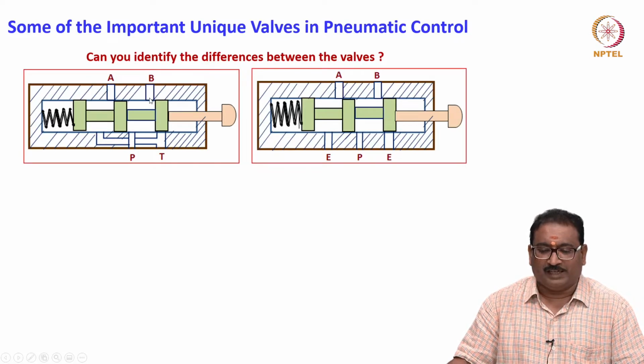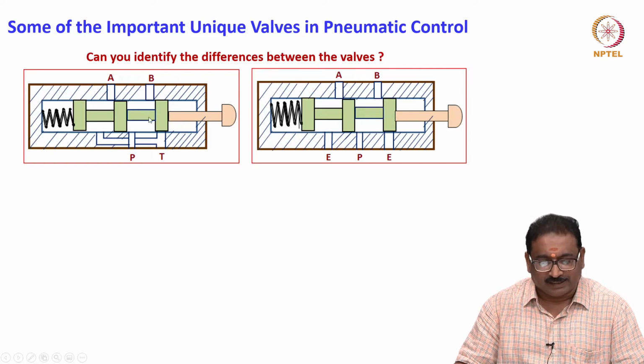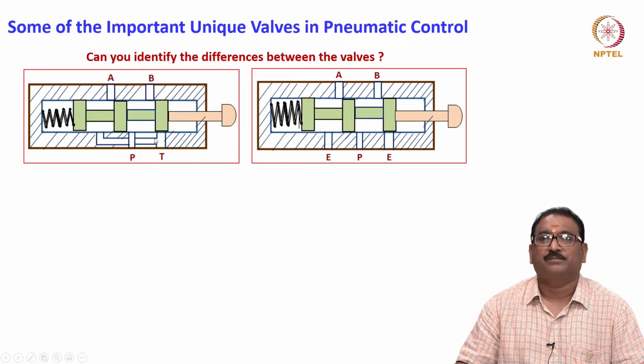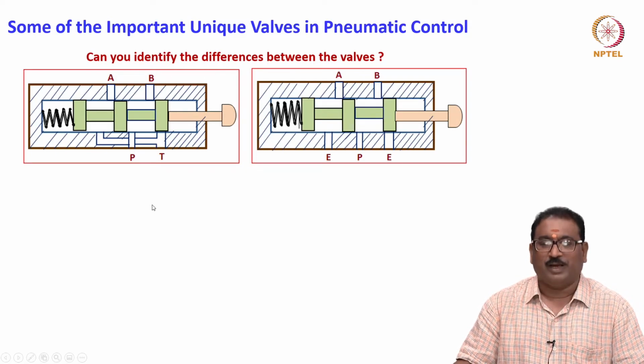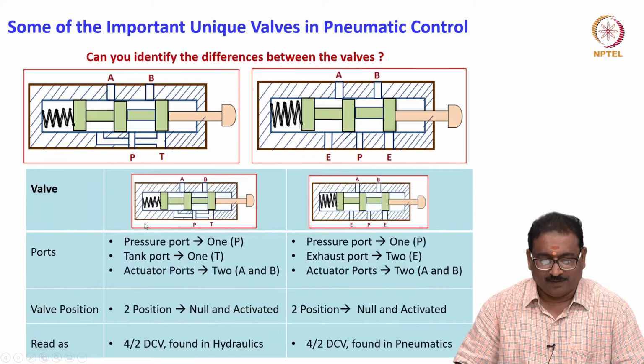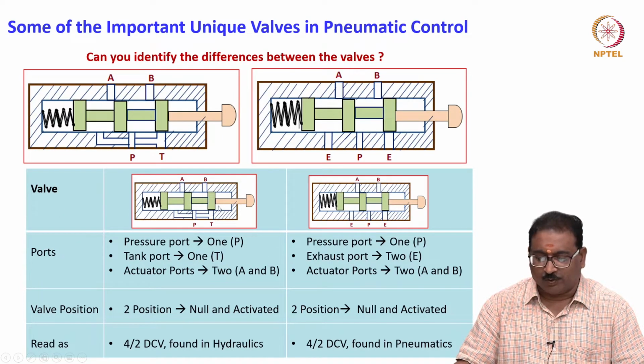Can you identify the difference between the valves? As I have told you, this is a spool, this is a push button, the valve body, and these are the ports. Same here, correct? This is a stiff spring to make the valve connections, correct? As we have seen, now we will see whether both are different or both are the same. Here is the valve I have shown you.